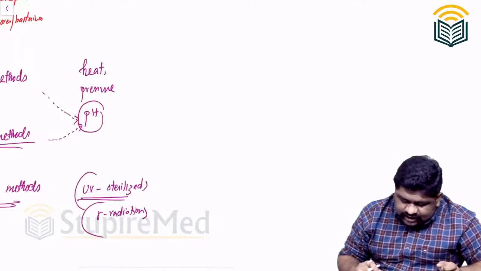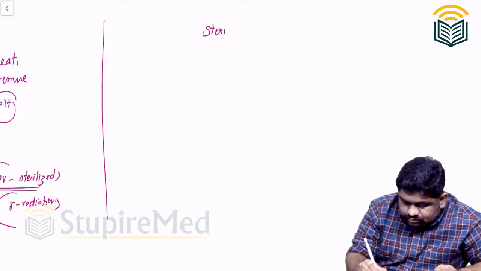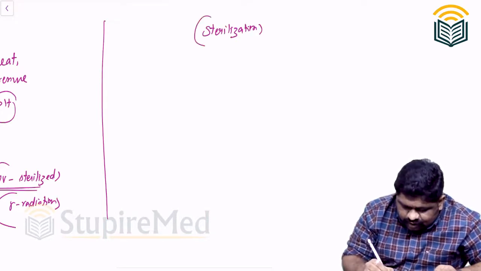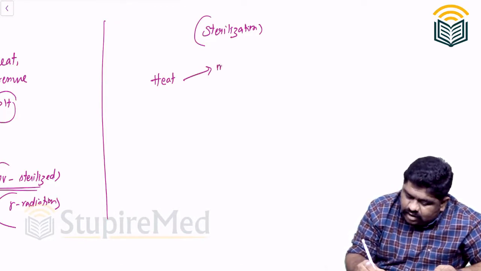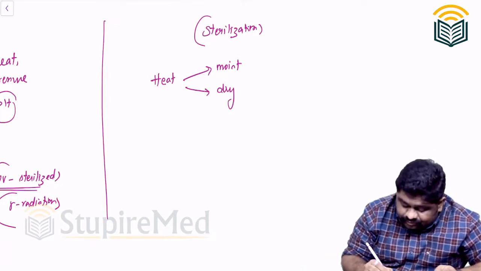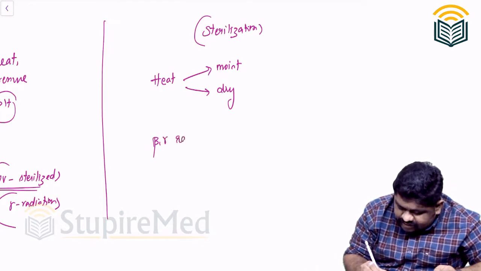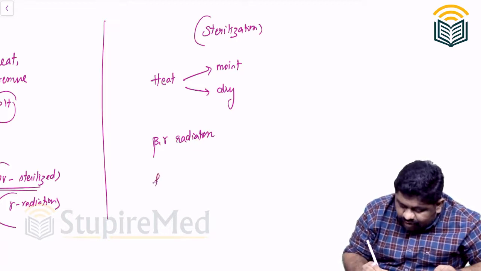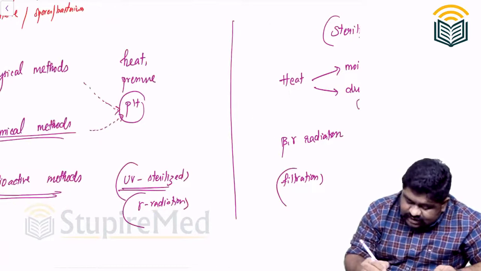Now when it comes to sterilization per se, we can have heat, which can be either moist or dry. At the same time, you can have beta, gamma radiation, which can help in sterilization. We can also go for filtration. What is filtration? It's a type of physical method.